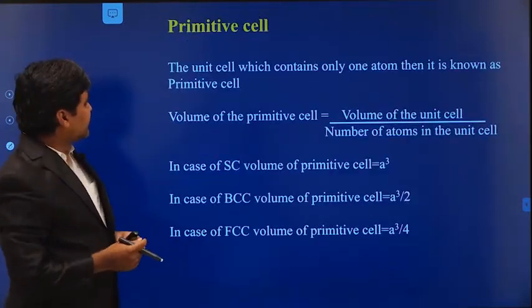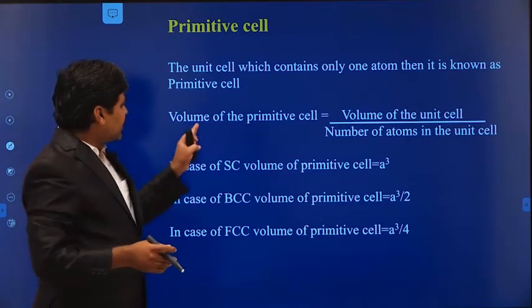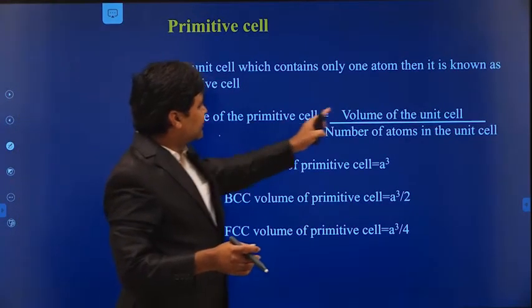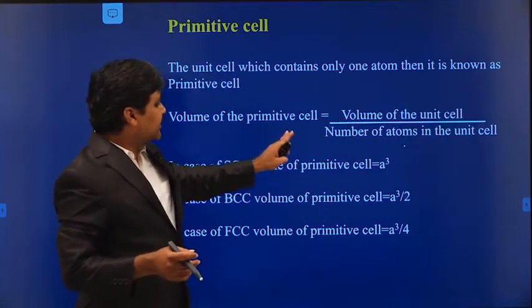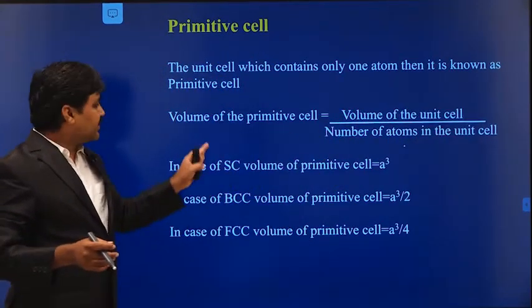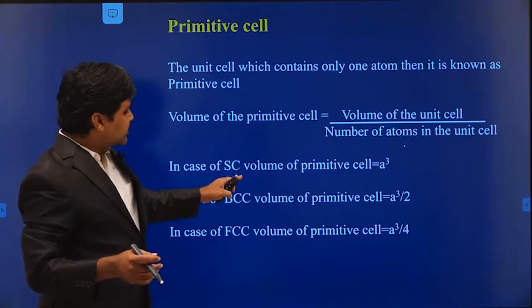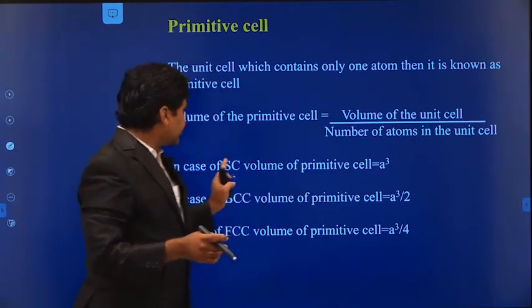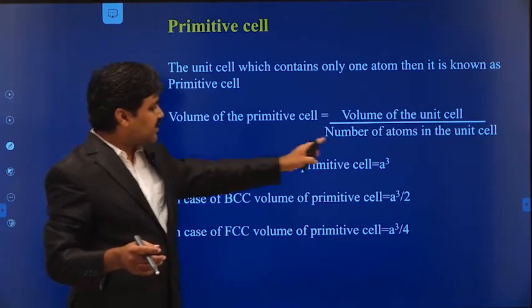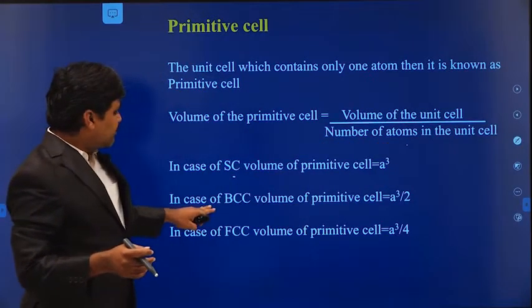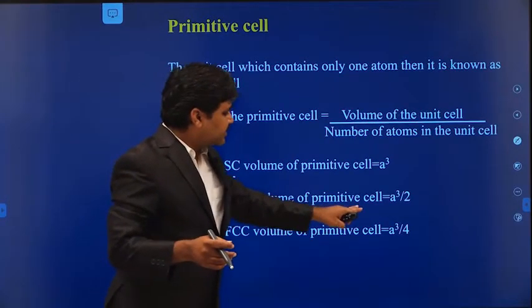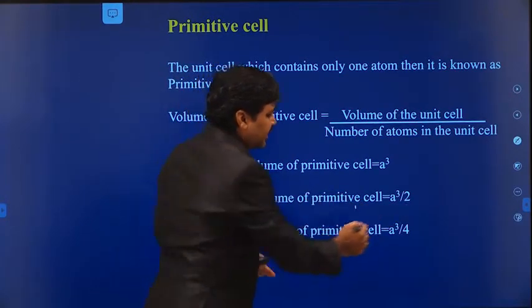So next one is the primitive cell. The volume of the primitive cell is equal to the volume of the unit cell divided by the number of atoms in the unit cell. That means the cell which contains only one atom is called the primitive cell. So in the case of simple cubic structure, it contains only one atom, so its primitive cell is equal to the unit cell because the number of atoms in the unit cell is equal to 1. And in the case of BCC, the volume of the primitive cell is equal to a cube by 2 because it contains 2 atoms.